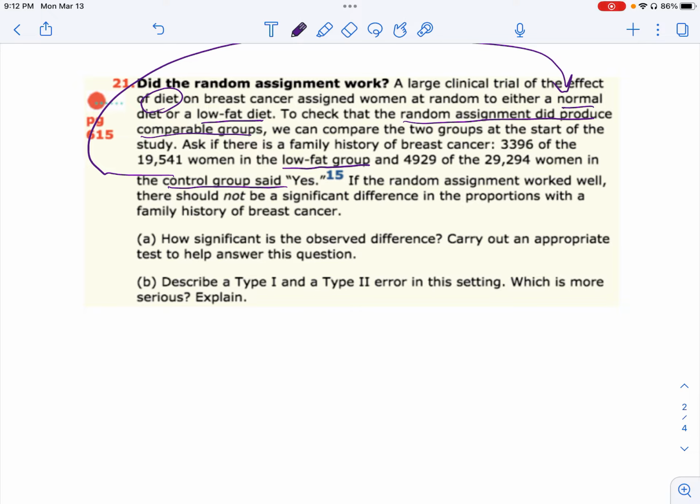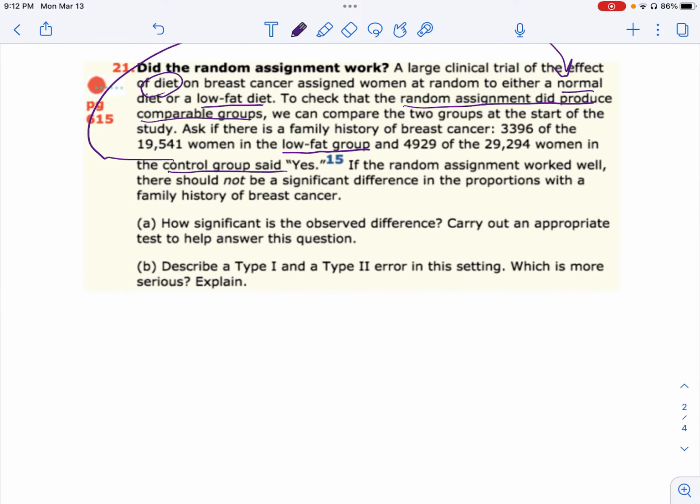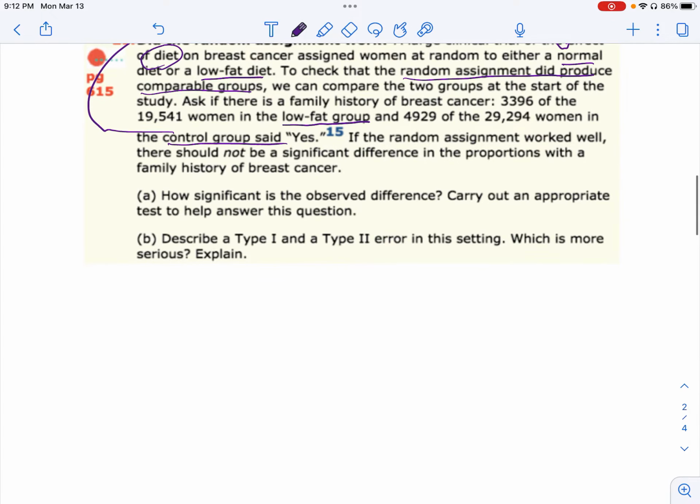How significant is the observed difference? Part A, carry out an appropriate test. All right. Sounds like, to me, that we're doing a full test again, a full hypothesis test. So, let's define what we have here.